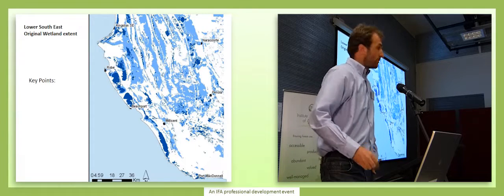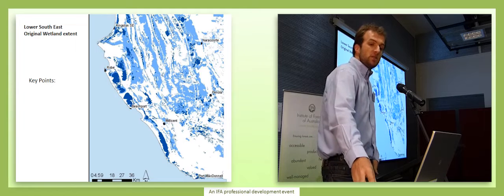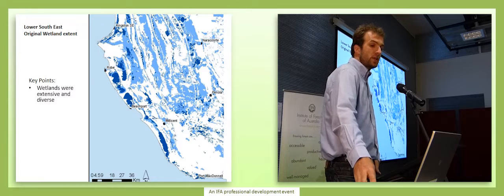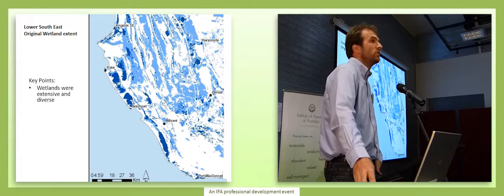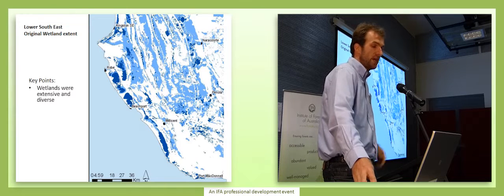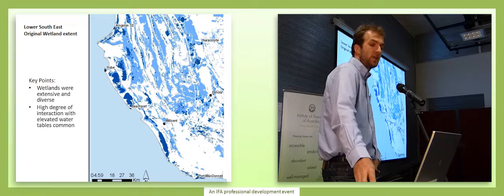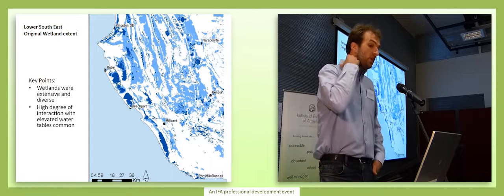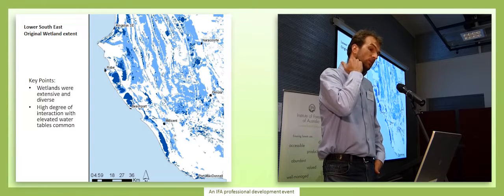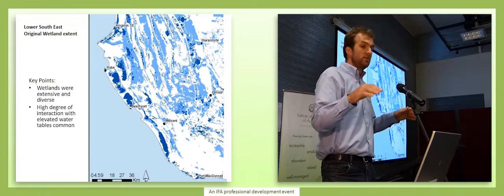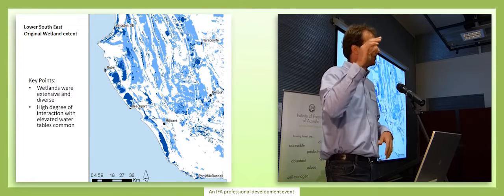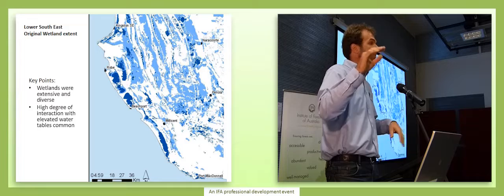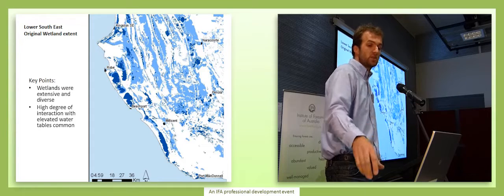So in terms of original wetland extent, you've seen this image. The key points to think about here is that wetlands were extensive, and you've seen from the examples, extremely diverse. They were only a handful of the types of wetlands we had. Now there was a high degree of interaction with water tables that were elevated, and in many places these water tables are indistinguishable with the surface. This is pre-drainage. In some cases this is still the case.